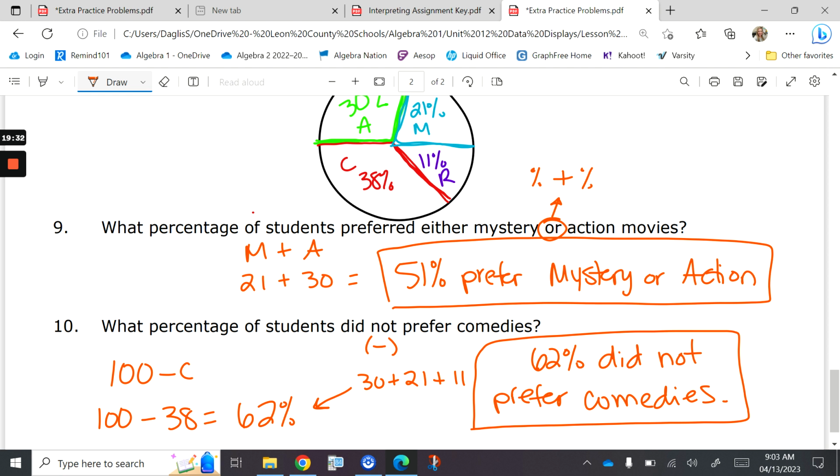So when it comes to categorical data, we'll work on percentages to make a relative frequency table. We can then use that to make a pie chart. And I feel like you're doing a good job reading the pie charts and interpreting and getting information from there.